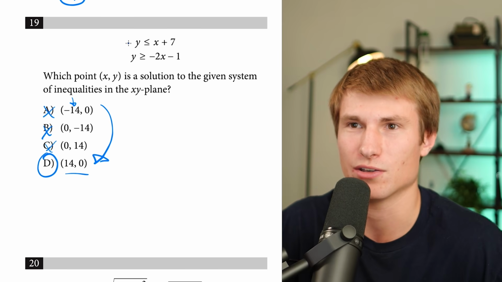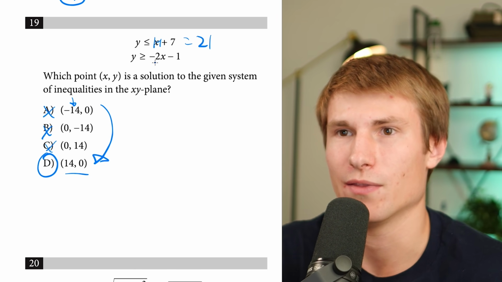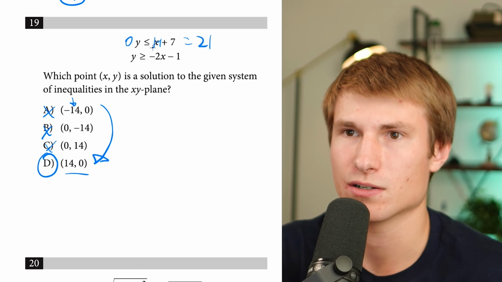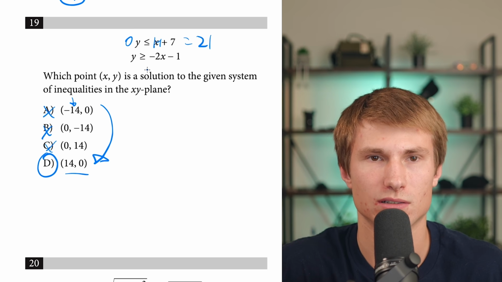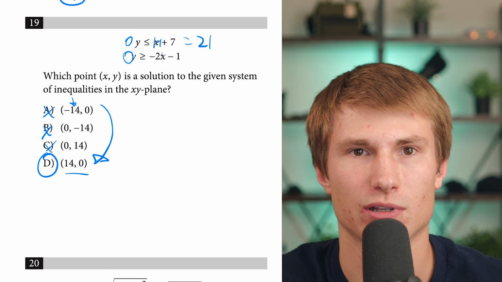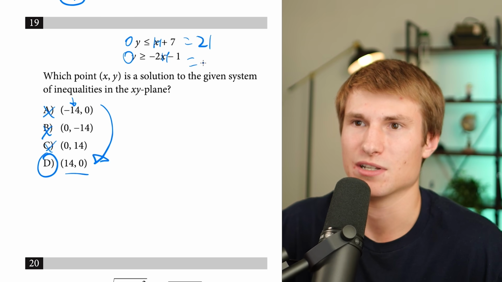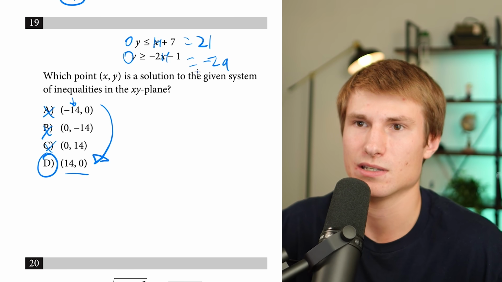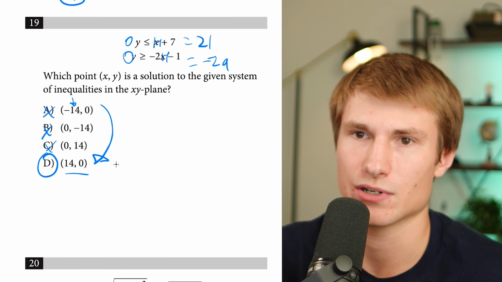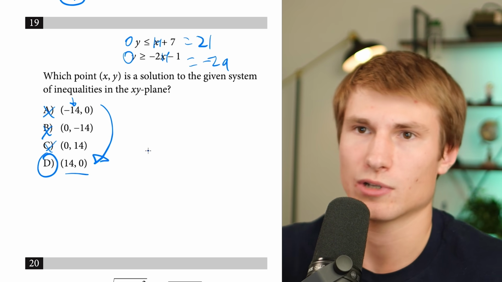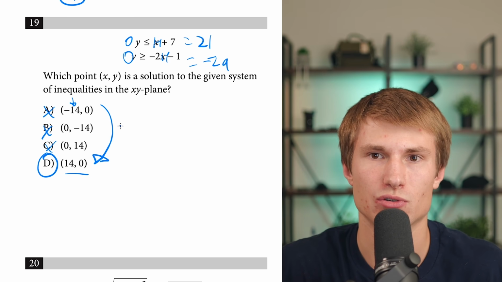Anyways, I would plug in 14 for the value of x. So 14 plus 7, that's going to be 21. And then right here, for the value of y, is 0 less than or equal to 21? Yes. Plugging in 0 again, plugging in 14 here, I'm going to end up with negative 28 minus 1. So that'd be negative 29. As we can see, negative 29 is less than or equal to 0, so our answer there would be D. So I guess the quick lesson here is if you're doing substitution, try to move quickly.